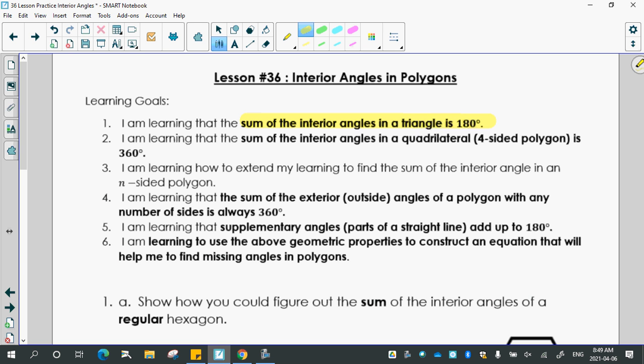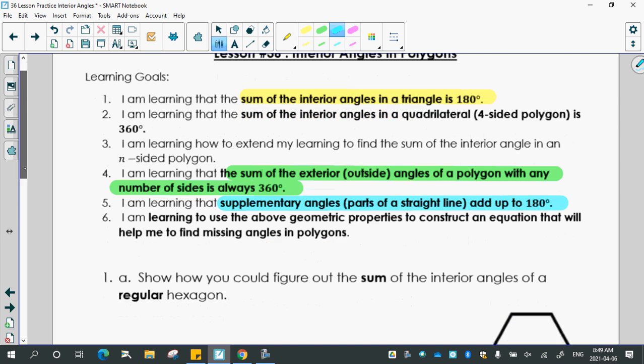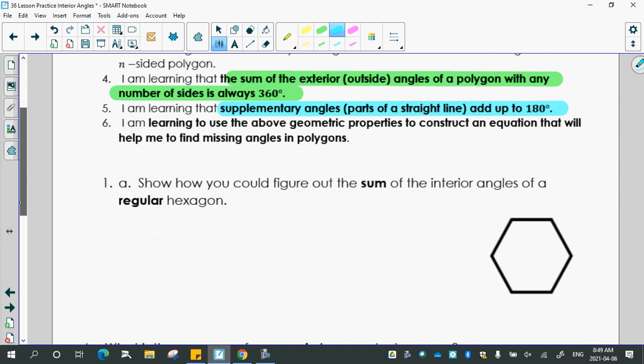This is an important one. The sum of the exterior or outside angles of a polygon with any number of sides is always 360. Exterior angles. You see what they are? Learning that supplementary angles, which you can think of as parts of a straight line, always add up to 180. And using the above geometric properties to construct an equation that will allow us to find the angles in polygons. So we'll try to, whenever we can, make an equation.